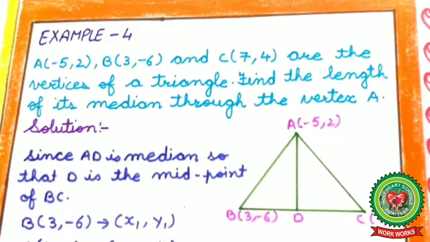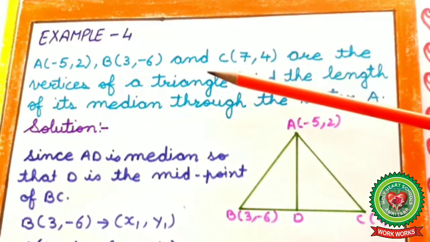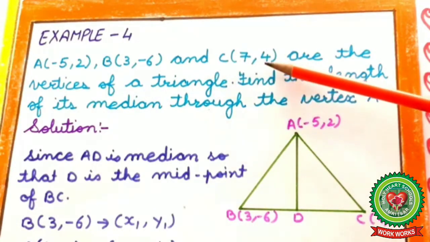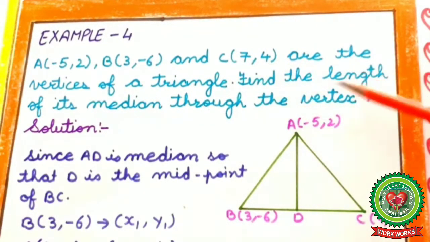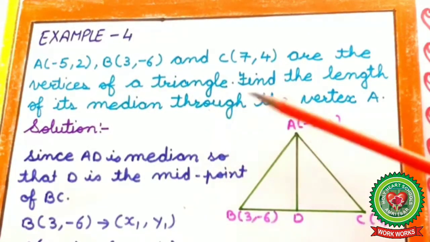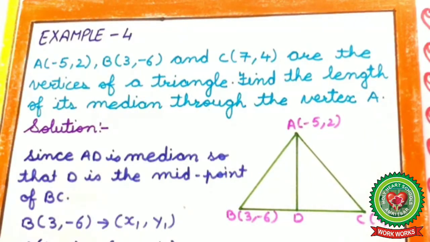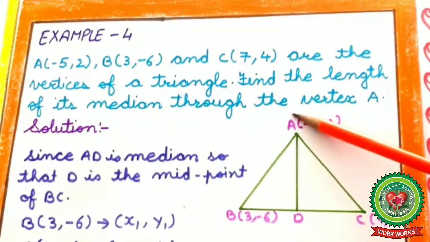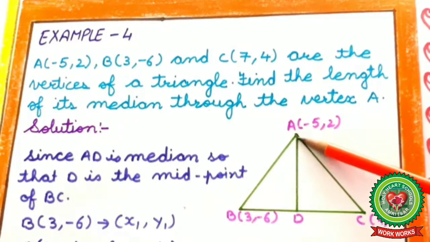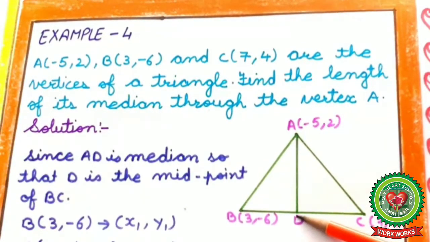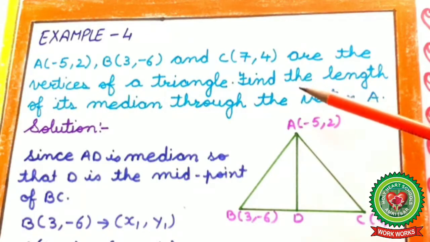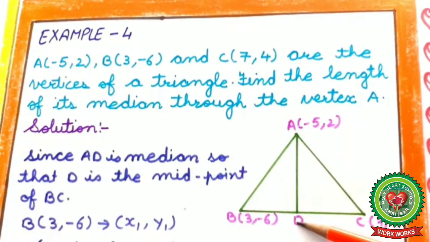Example number 4. Coordinates of A (-5, 2), coordinates of B (3, -6), and C (7, 4) are the vertices of a triangle. Find the length of its median through the vertex A. So we have to find the length through the vertex A, meaning the length of AD. We have to find the length of AD by using which formula?